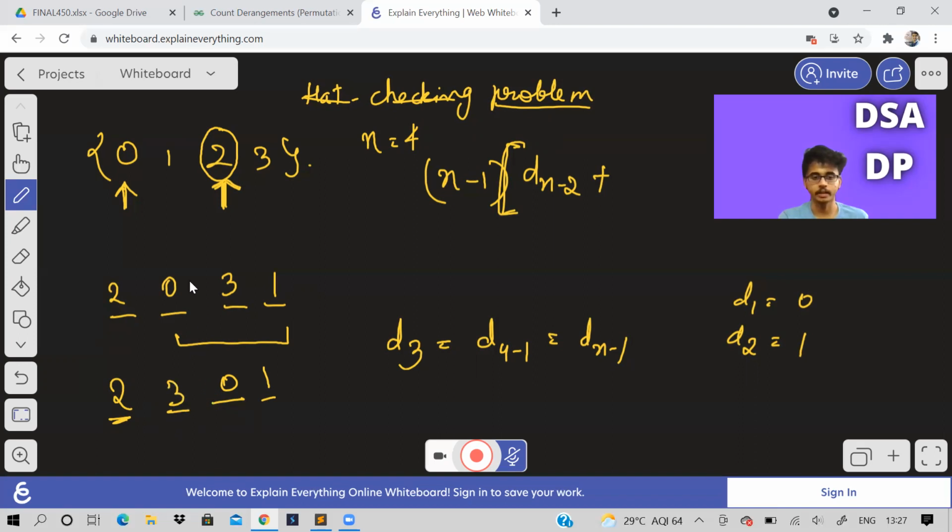I think, yeah, I can, right? 3 here, 0 here, 1 here. Is there anything else left? I can put 1 here, I can put 3 here, I can put 0 here. I think I can do this, correct?